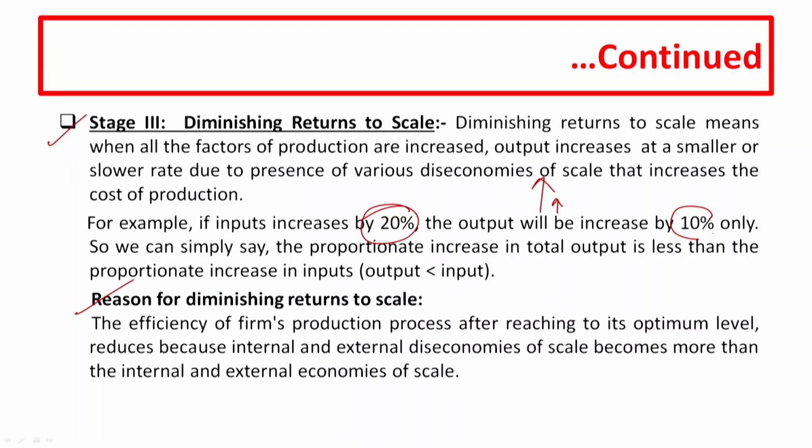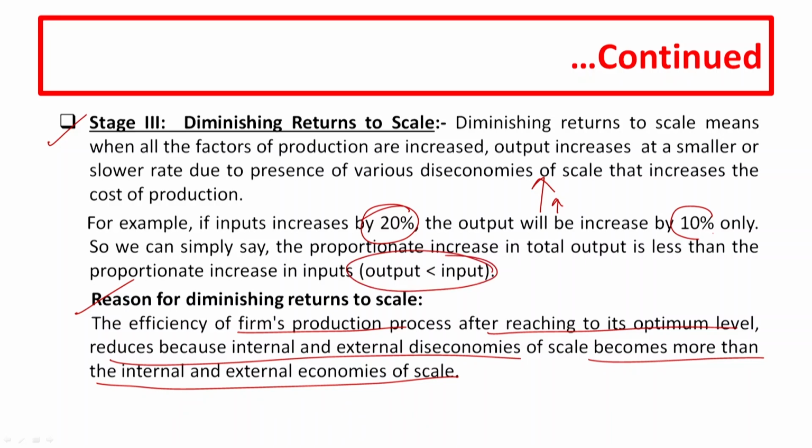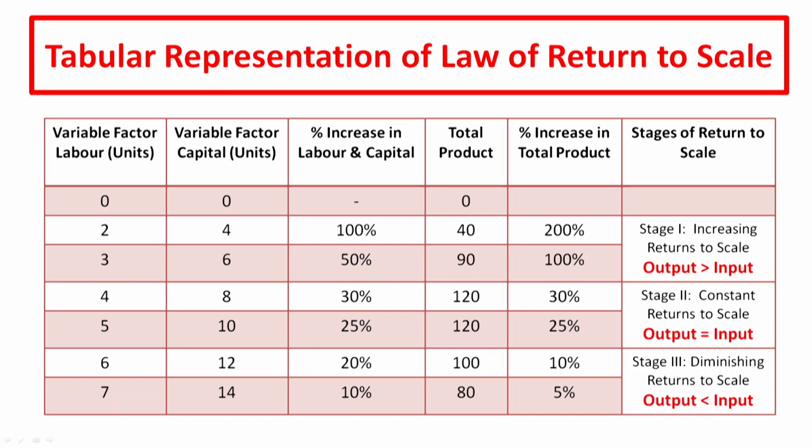So the reason for diminishing return to scale is that the efficiency of the firm's production process, after reaching its optimum level, reduces because internal and external diseconomies of scale become more than the internal and external economies of scale, and your output will be less than your input.